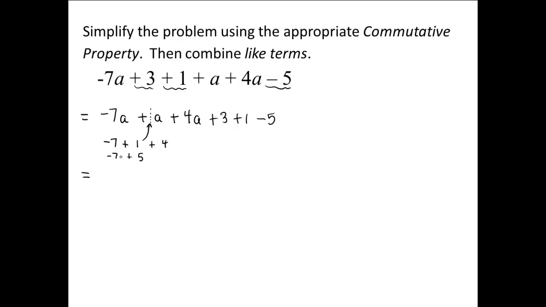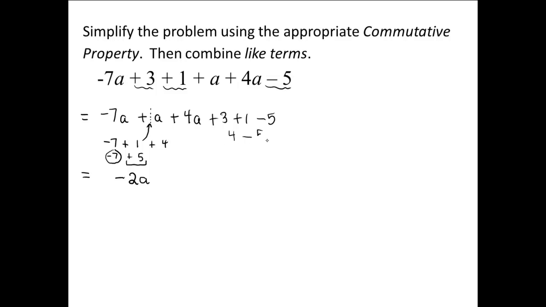If you lost $7 but earned back 5, you are still in the hole but only 2 in the hole. We indicate that with negative 2. And adding together a terms gives us another a term. So we have negative 2a. Let's add the constant terms now. 3 plus 1 is 4.